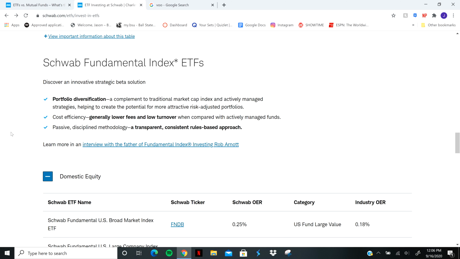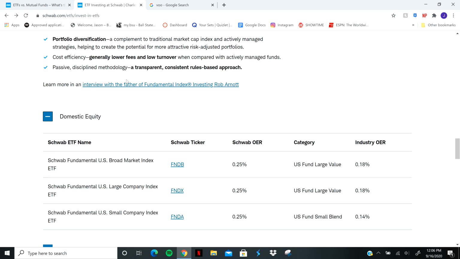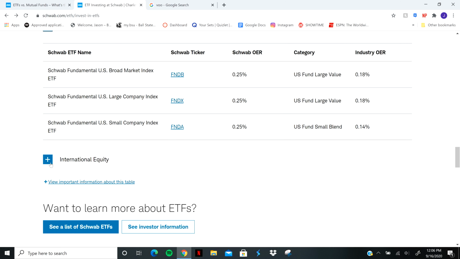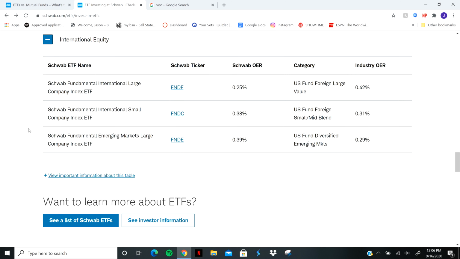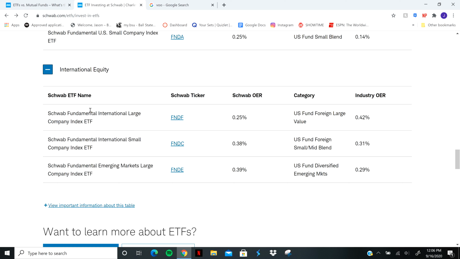I may have to do a video separately on these and really dive into what these truly are, because of the fact that these are brand new to me. I'm not 100% familiar what these are. I'll probably watch that video as soon as I'm done making this video. And then you look at the international. They have several international funds as well. International large company, or large cap, small cap, and then emerging markets as well.